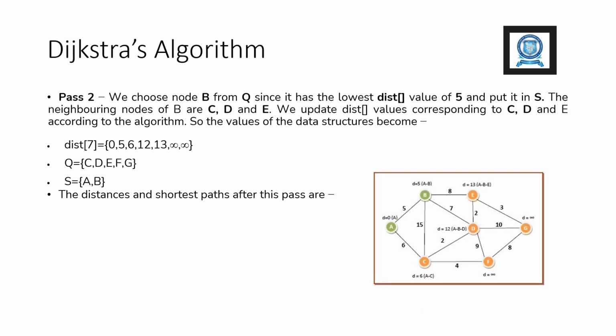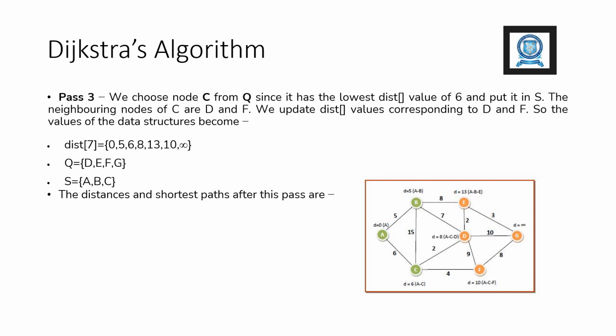In pass 2, we choose node B from Q since it has the lowest dist value of 5 and put it in S. The neighboring nodes of B are C, D and E. We update dist values corresponding to C, D and E according to the algorithm. So the values of the data structures become dist = 0, 5, 6, 12, 13. All others are infinite. Q = C, D, E, F, G. S = A, B. The distances and shortest path after this pass are shown in the figure.